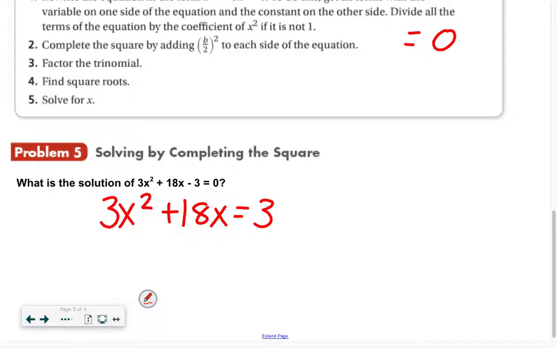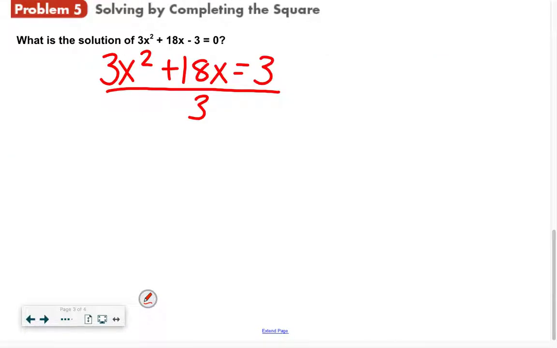The other thing it says in step 1 is this last sentence. Divide all the terms of the equation by a coefficient of x squared. We want our x squared to be 1. Is it 1? No. So what do I have to divide by to get it to be 1? 3. So we're going to take this whole thing and divide by 3. Remember, that means each term has to be divided by 3, not just 1.